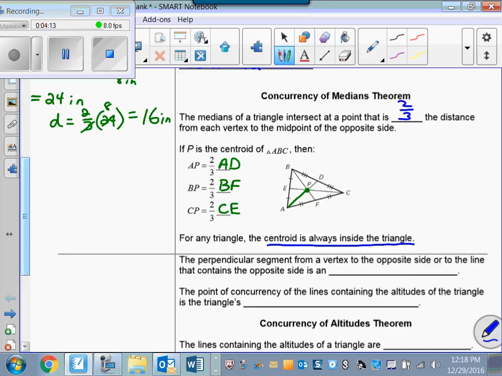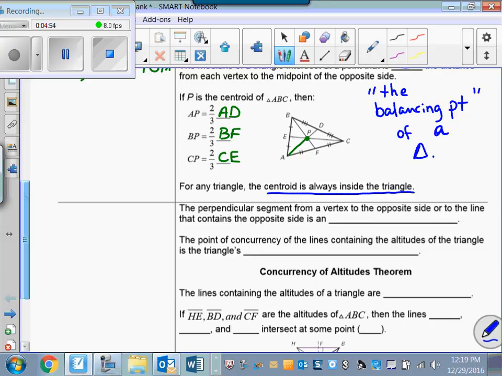Not only is it always inside, but the centroid is also known as the balancing point of a triangle. So theoretically, if you had a solid triangle made of wood or maybe even cardboard, and you located its centroid, then you could place your pencil point on that centroid and balance that triangle there. Why don't you give it a try? The centroid is the balancing point of the triangle.